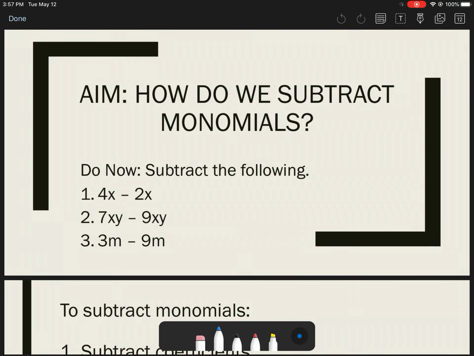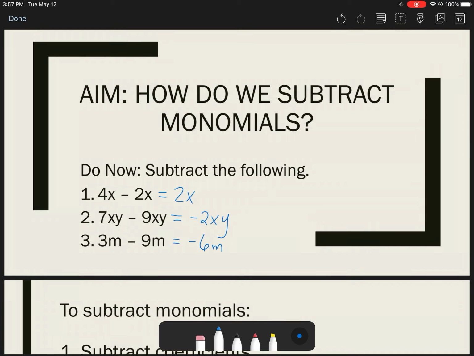Okay, so let's take a look at the do now. We have 4x minus 2x. Remember that as long as you have the same variable with the same exponent, we're just going to subtract the coefficients here. So 4 minus 2 gives us 2. Variable stays the same. 7xy minus 9xy is going to be negative 2xy. 3m minus 9m is going to give us negative 6m.